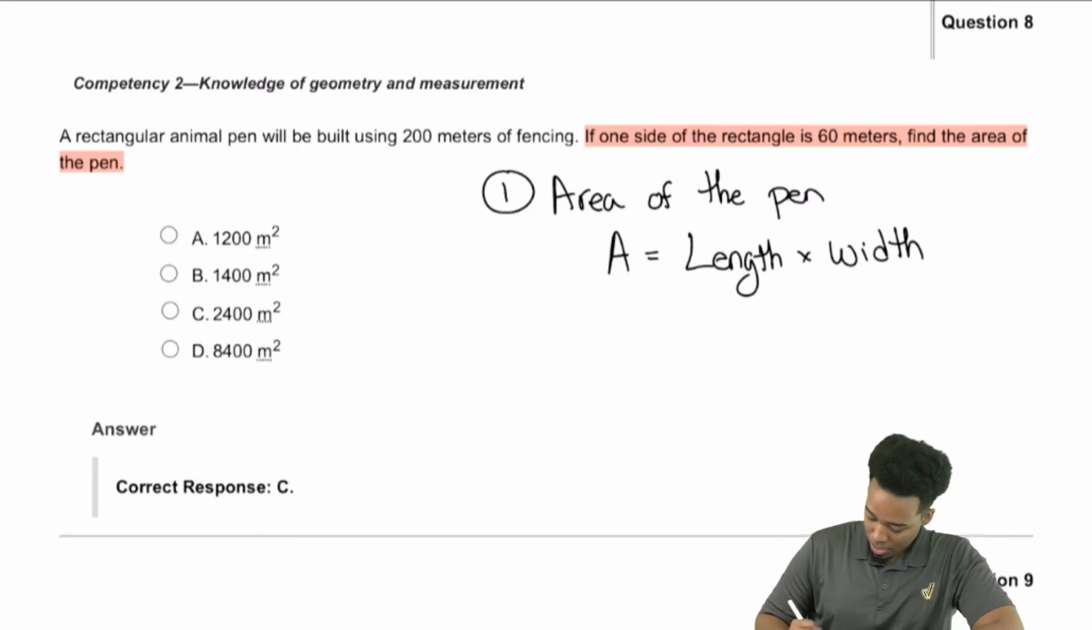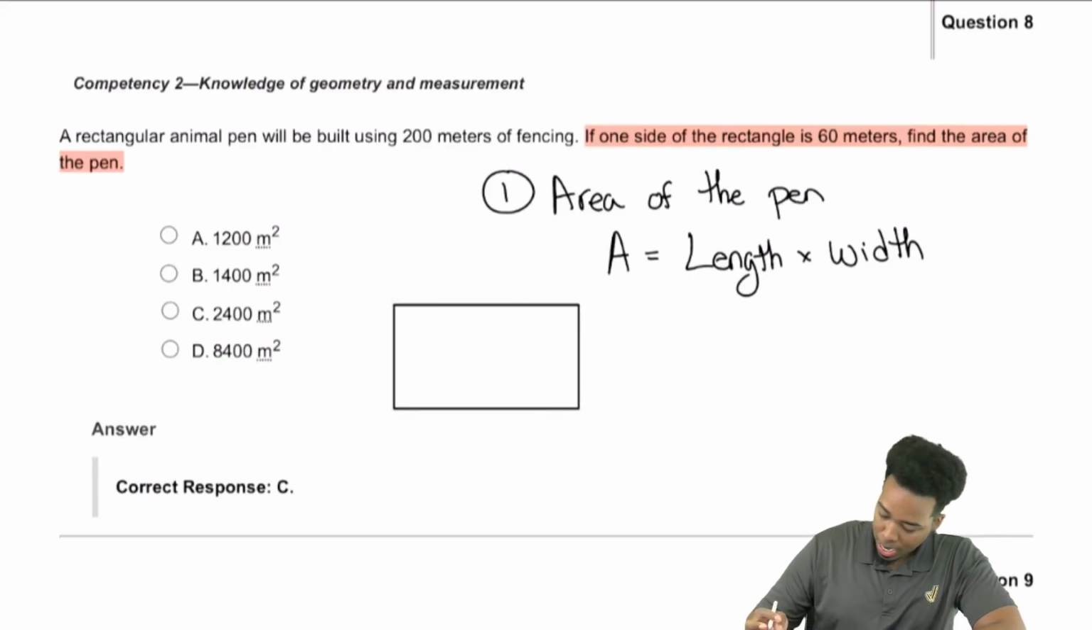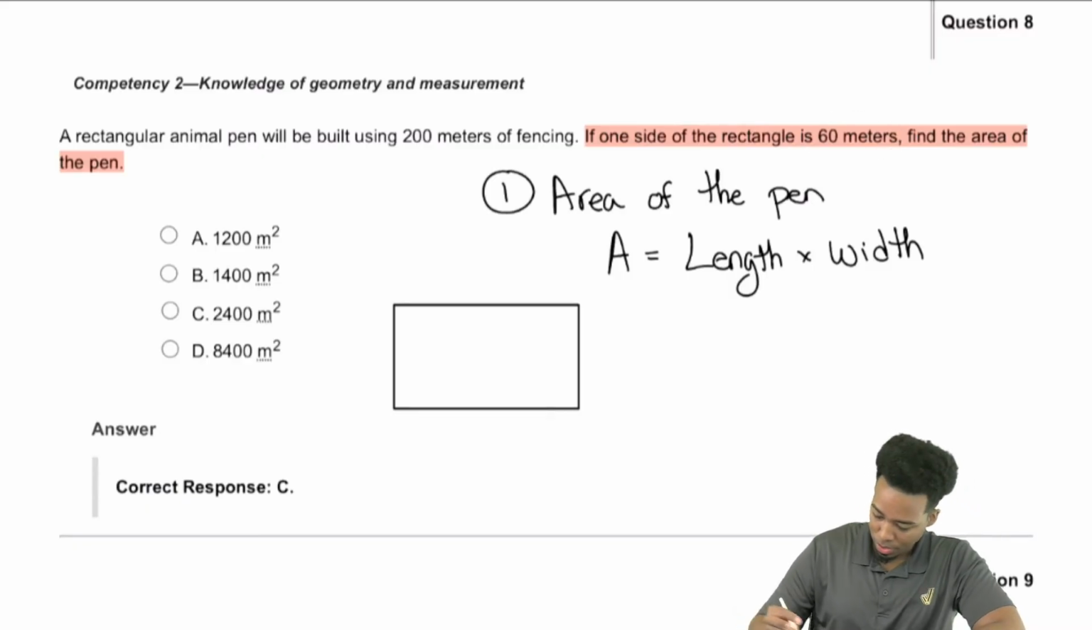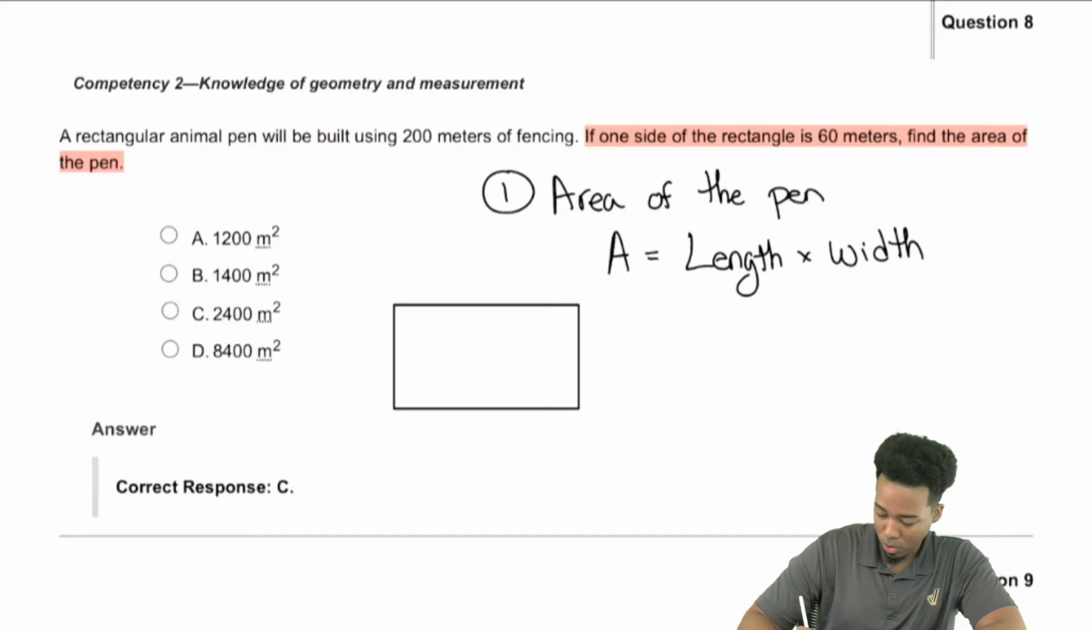So let's go ahead and just, when in doubt, draw this thing out. So right over here, booyah. And we see that one side of the rectangle is 60 meters. Okay, cool. So I don't know which side it's going to be. It could be this one, could be this one. I'm not sure. So I'll just go ahead, it doesn't matter to me. I'll just go ahead and label this right here, 60 meters.